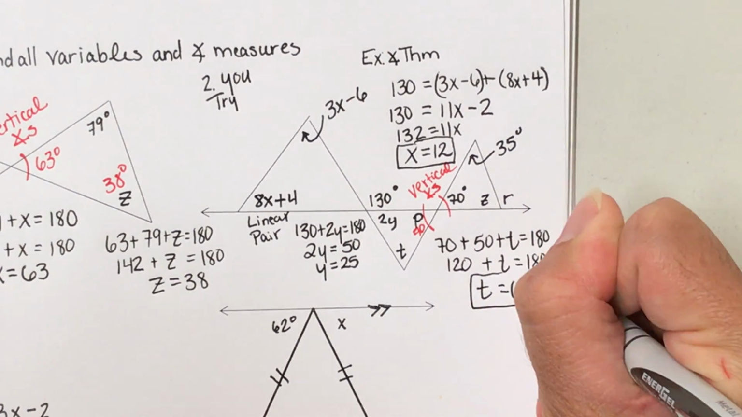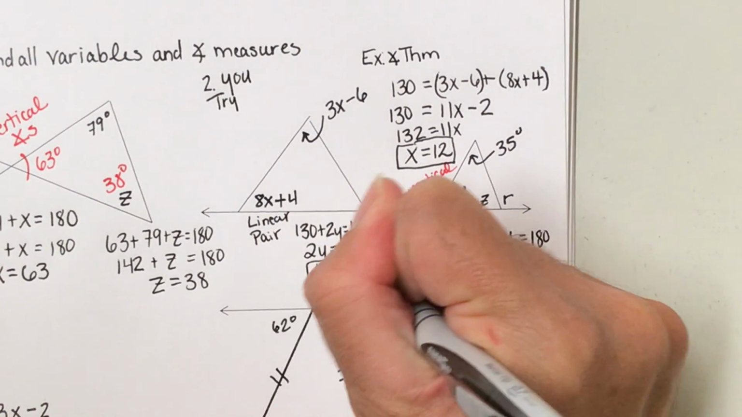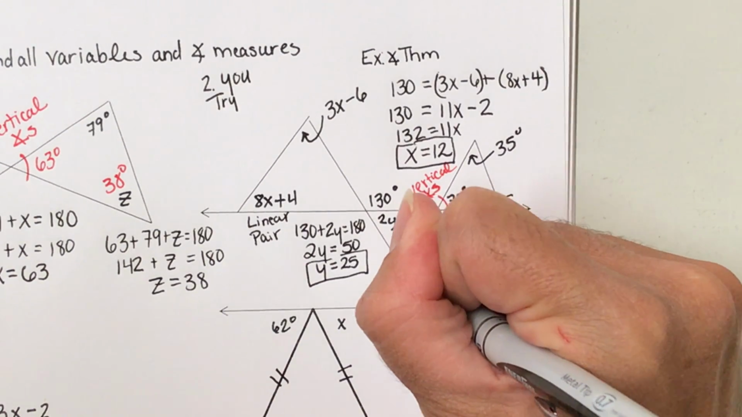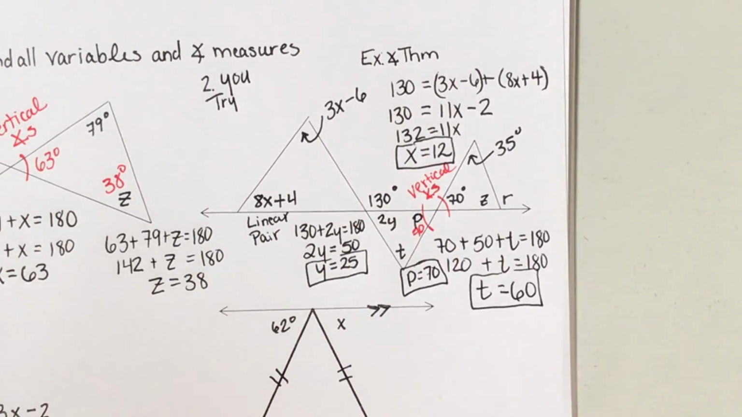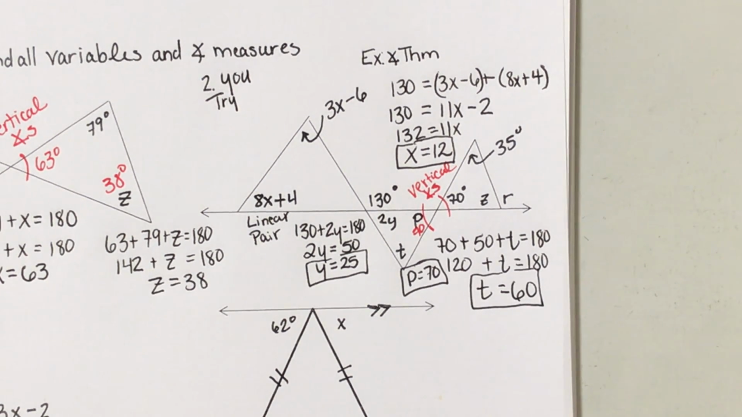So I know what t is, I know what y is, I know that p is 70, and I know what x is. So what do I have left? I have z and I have r. So z, again, triangle sum theorem, so 70 plus 35 is 105. So 105 plus what is 180? So z is 75 degrees.